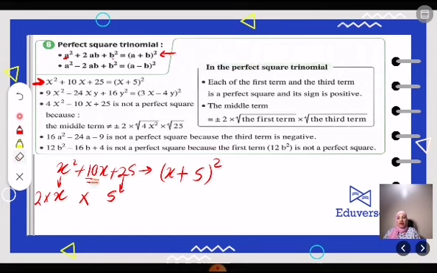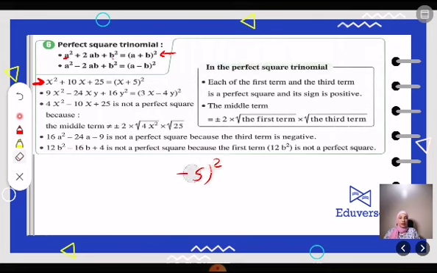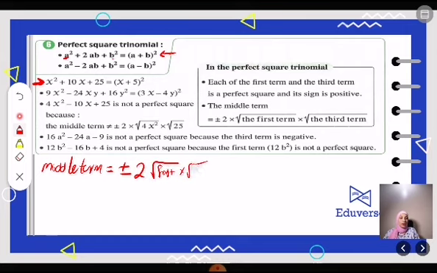Okay, what if I have a missing term in the three terms here? Let's get the middle term first. As we just did, it will be positive or negative, it's always positive or negative: 2 multiplied by the square root of the first term multiplied by the square root of the third term. This is how to get the middle term.